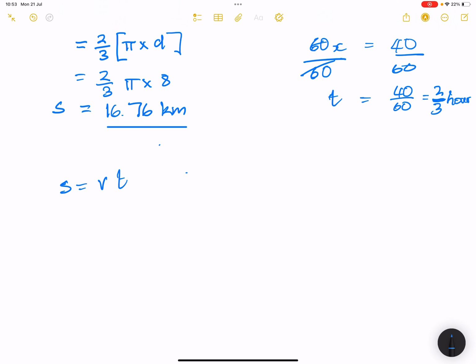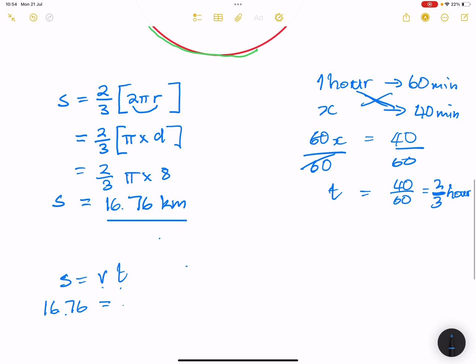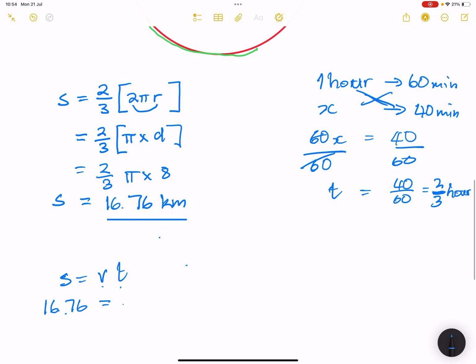So distance is equal to speed multiplied by time. Okay, so we've got the distance. That's going to be 16.76. Okay, and the speed, if you remember, we were able to determine in this case. In fact, that's what we're trying to determine.